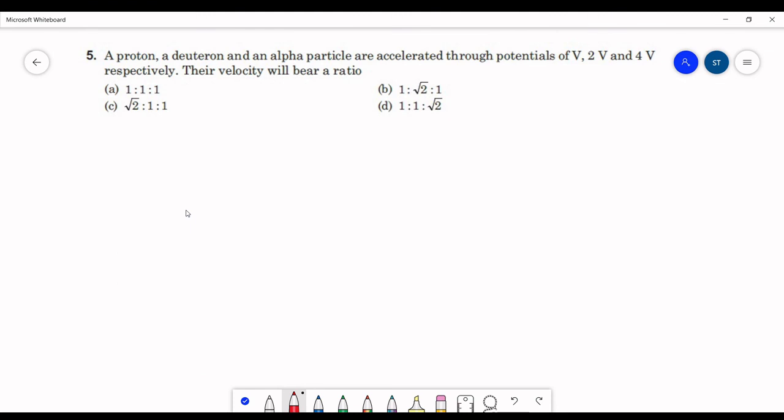So the question given is: a proton, deuteron and an alpha particle are accelerated through potentials of V, 2V and 4V respectively. The velocities will bear a ratio of.